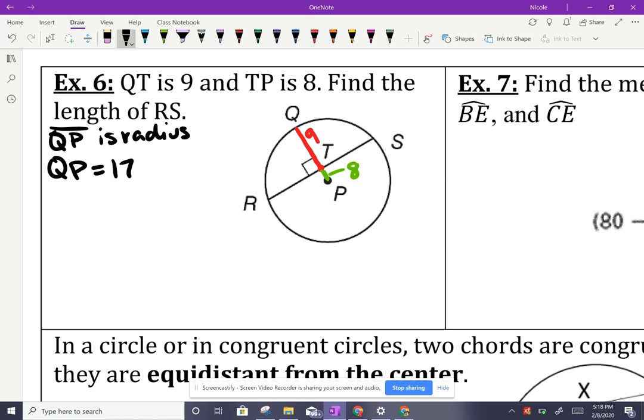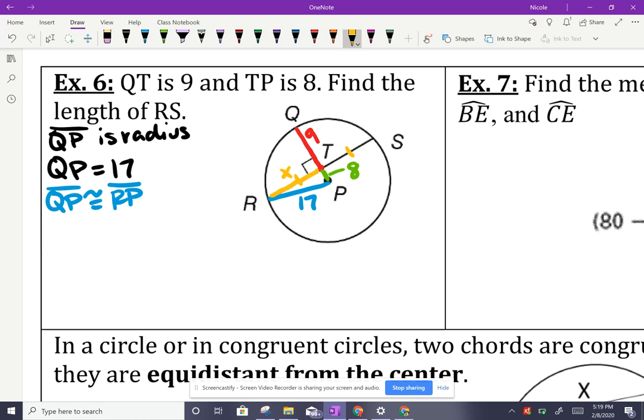If I were to draw another line connecting either P to R or P to S, this would also be a radius. So I connect it to R, it is also my radius, so it is also 17. So now QP is congruent to RP. My goal again is to find RT so that I can find all of RS because those are congruent.